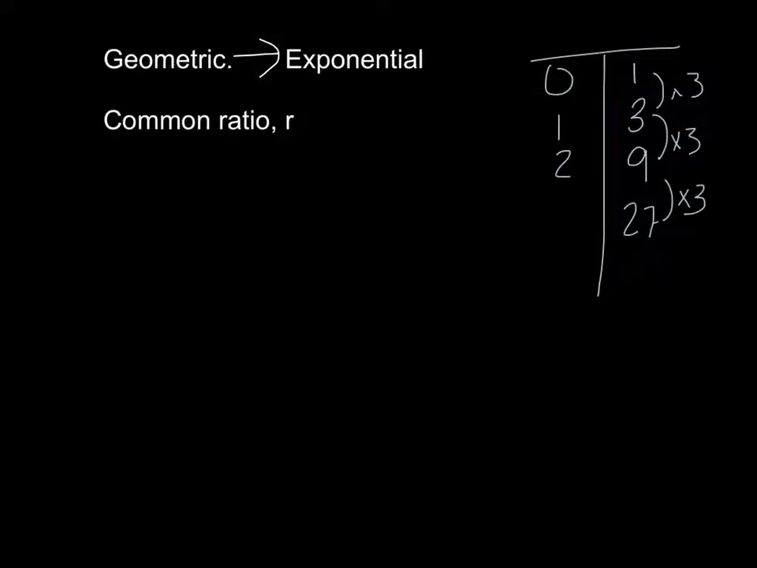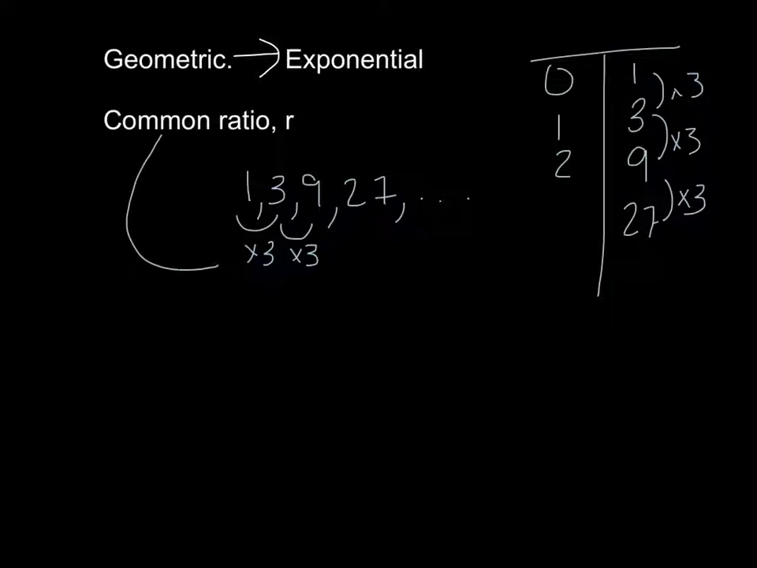However, in a geometric, it's going to be just a list. And you'll notice that your loop-de is still going to be that you're multiplying by 3 over and over and over again. This thing that you're multiplying by every time, we call this the common ratio.